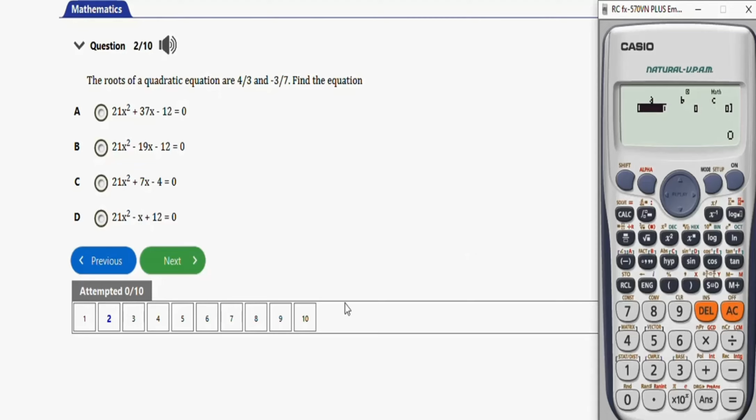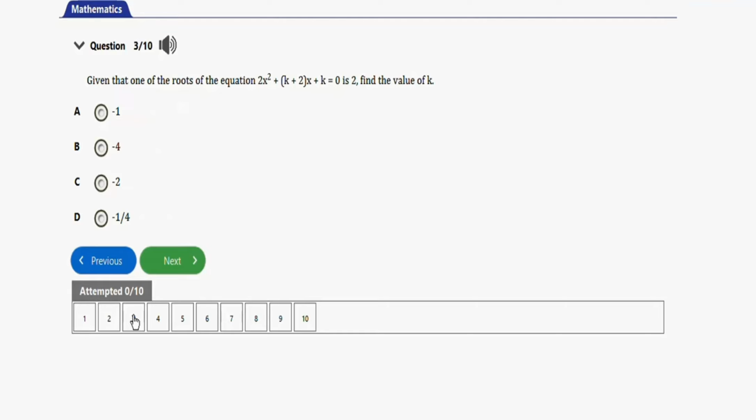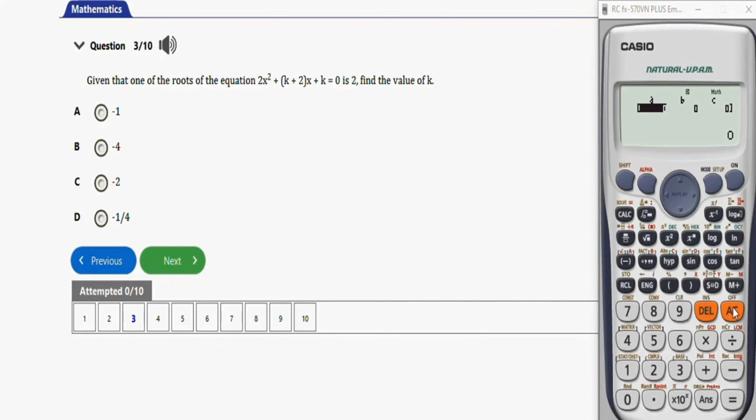Let's go to question 3. It says, one of the roots of the equation 2x squared plus (k plus 2) x plus k equals 0 is 2. Find the value of k. This is very simple. Let's bring the calculator and solve it together. Let's remove this.